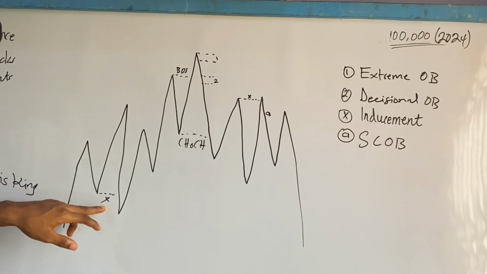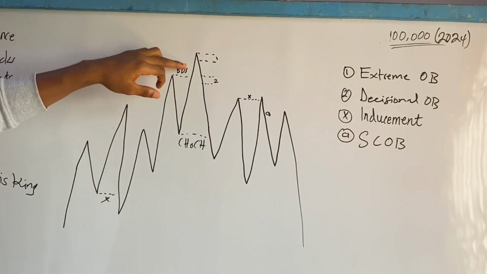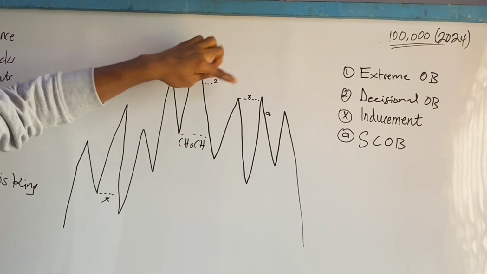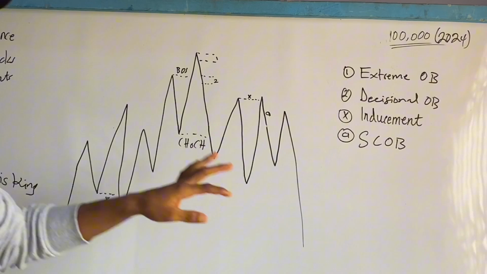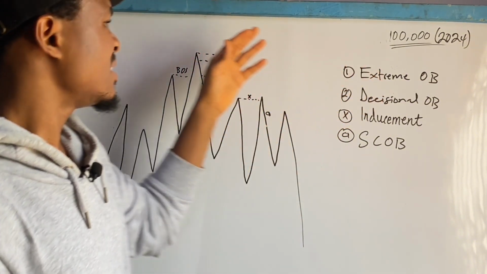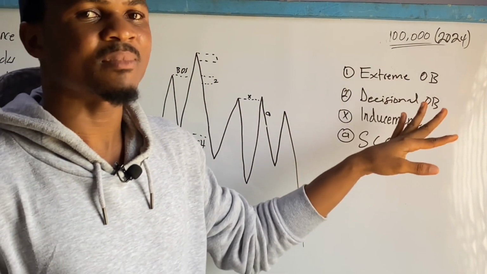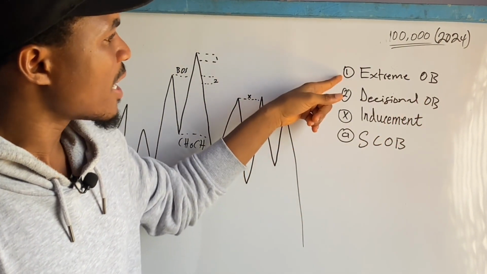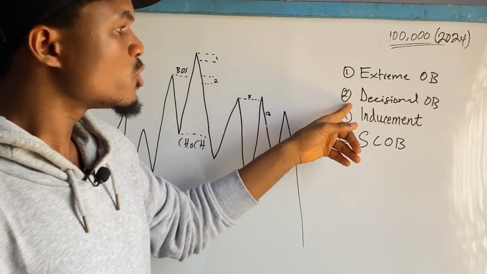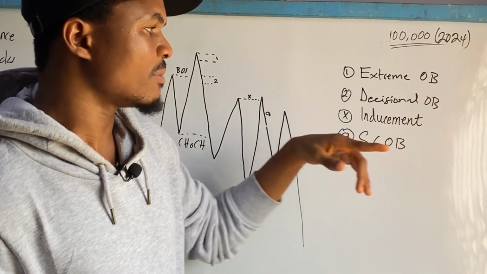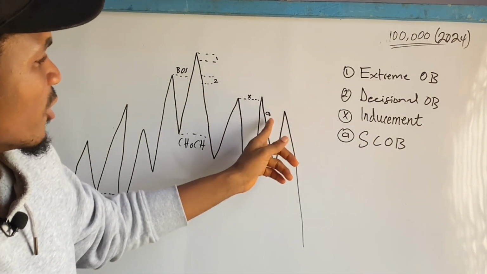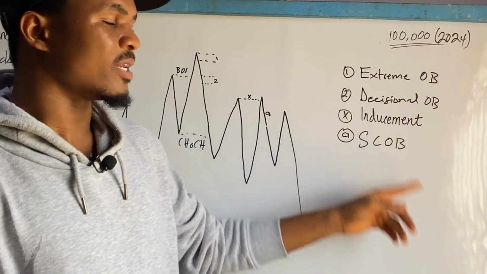This is an X, and this is BOS. This is CHOCH. This is 1, 2. This is X. This is A. So I try as much as possible to define the various things that are written over here, at this side of the board. The 1 represents extreme order block. The 2 represents decisional order block, and the X represents inducement. Then the A over here represents single candle order block.